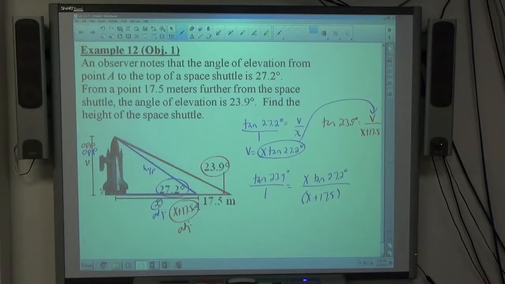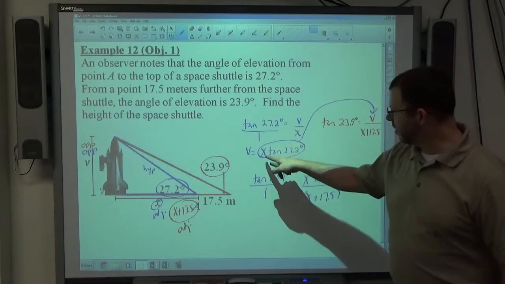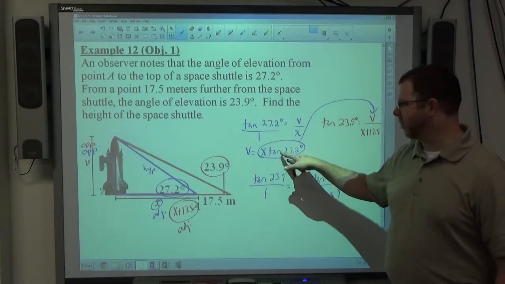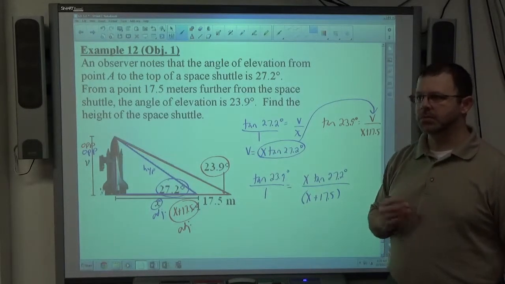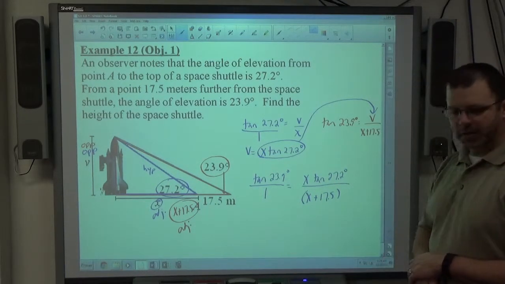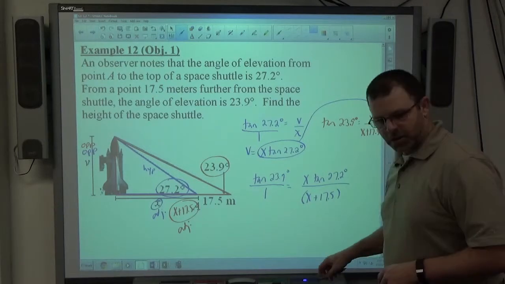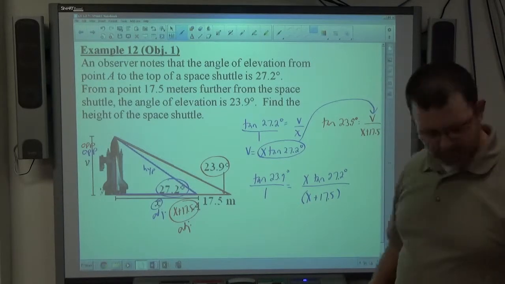And just like that, we can now determine X by that proportion. We can cross multiply, do what we need to do there. If I can figure out what X equals, I stick X right there, multiply by tangent 27.2, and that tells me what V equals. That's how we're going to go about doing this. At this point, I'd evaluate tangent of 23.9 and tangent of 27.2.